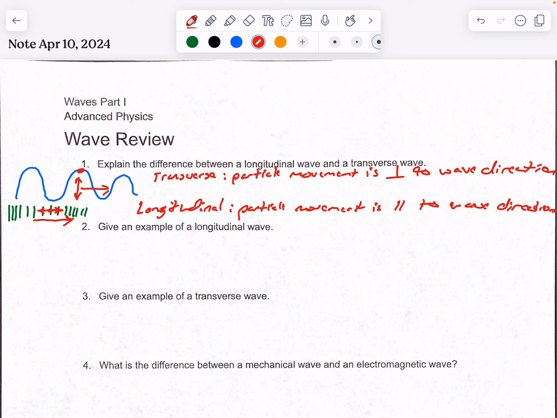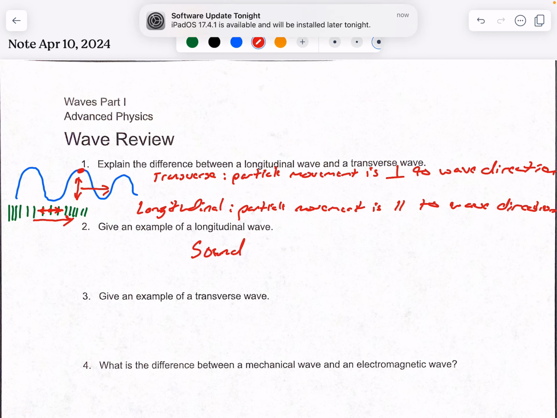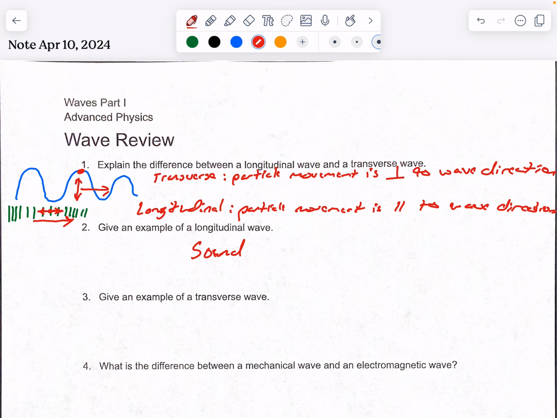Now, give an example of a longitudinal wave. A longitudinal wave is going to be something like sound. Sound is one where the particles vibrate back and forth. Make sure you can label a longitudinal wave. If I had a longitudinal wave that looks like this, stretched out and then starting to compress here, I would make sure I know that this is a compression. And the stretched out part, remember, was called a rarefaction. Make sure you get that part right.